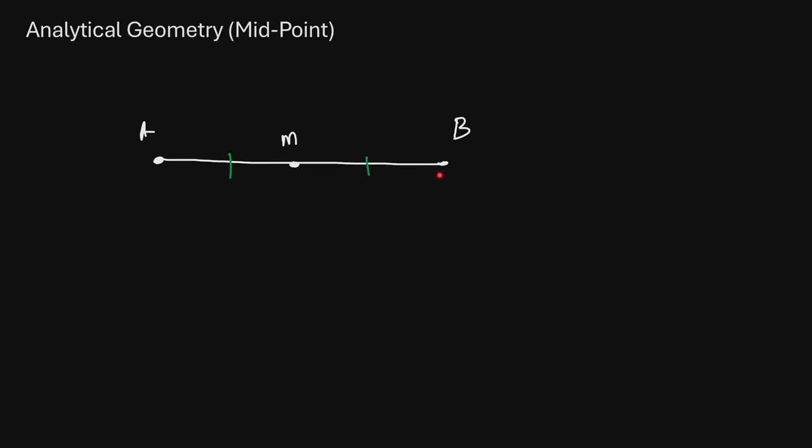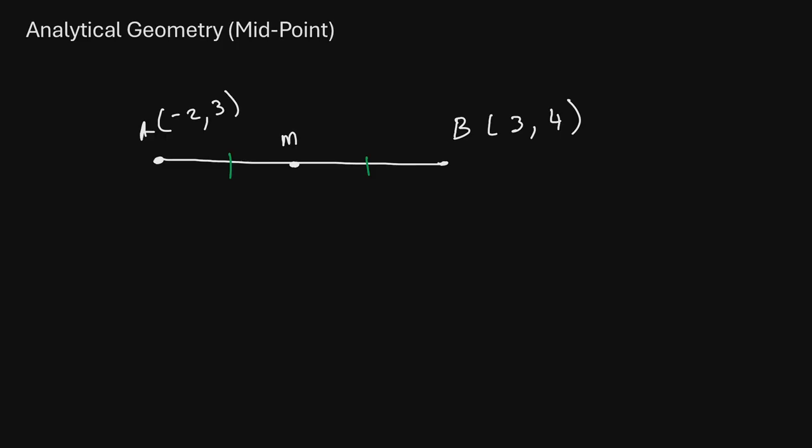Now, if you want to determine the coordinates of the midpoint, you are supposed to have the coordinates of the starting point and the finishing point. Let's say, for example, the coordinates of A are (-2, 3), and the coordinates of B are (3, 4).